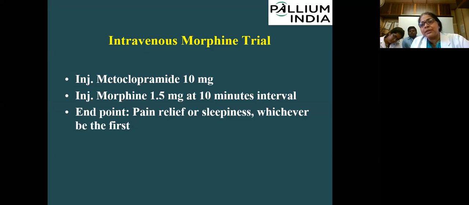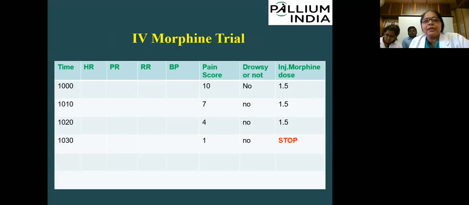So suppose it was a 10 on 10. After the first 10 minutes, how much of the pain came down? And is the patient drowsy? These are two of the main things that we see. Next slide, please. So suppose we started at 10 o'clock. The patient's pain score was 10 on 10. We gave him 1.5 milligram or 1 ml of morphine.